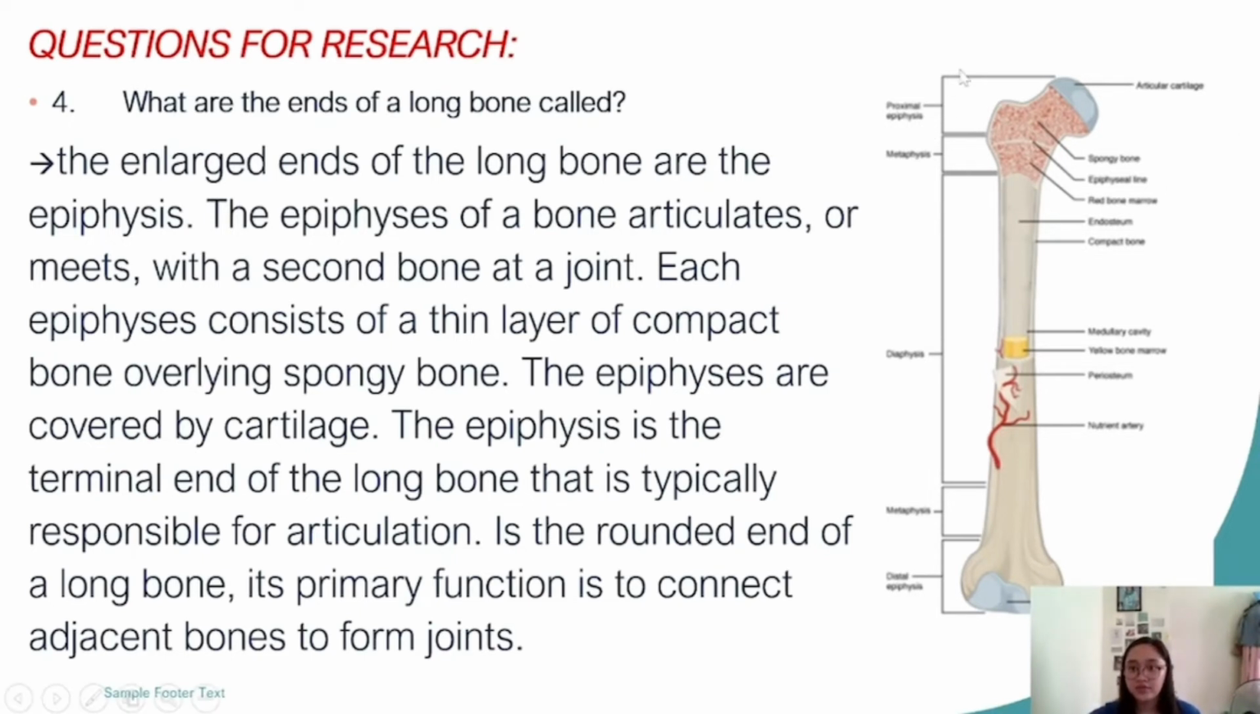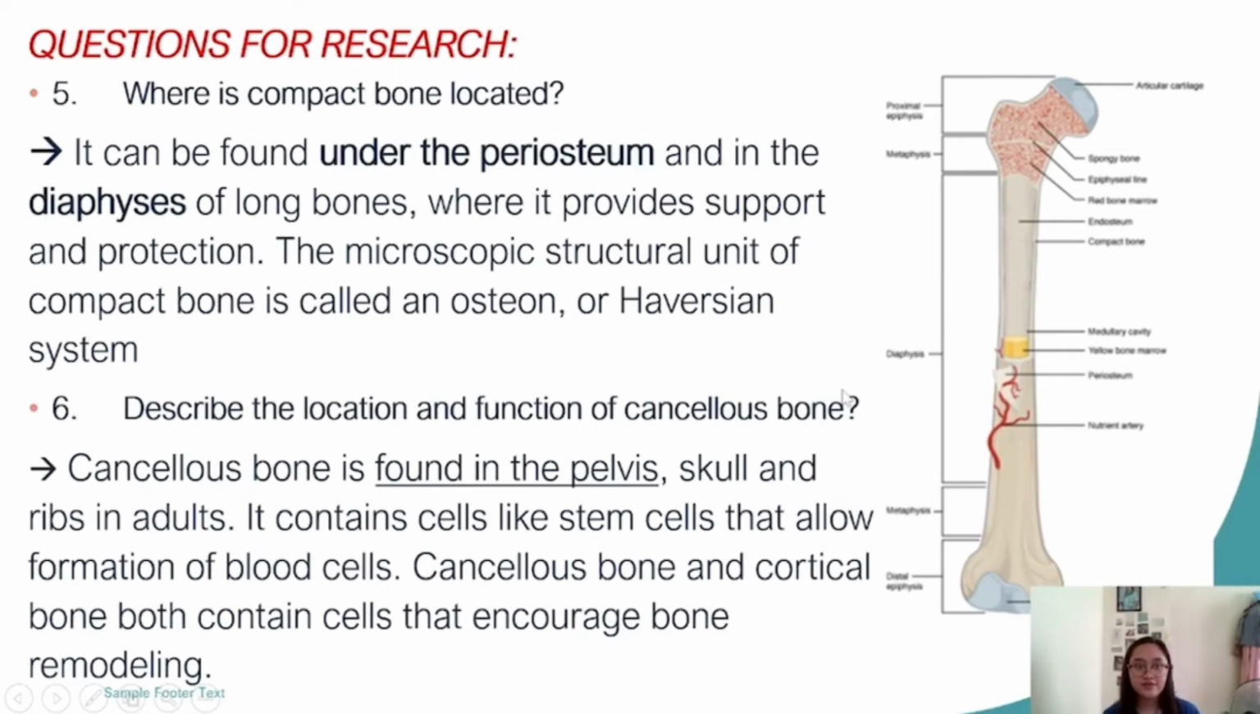Ayan. Ito po siya. Epiphysis. Ayan, ito. Tapos yan po. Pwede rin po yan. Number 5. Where is compact bone located?